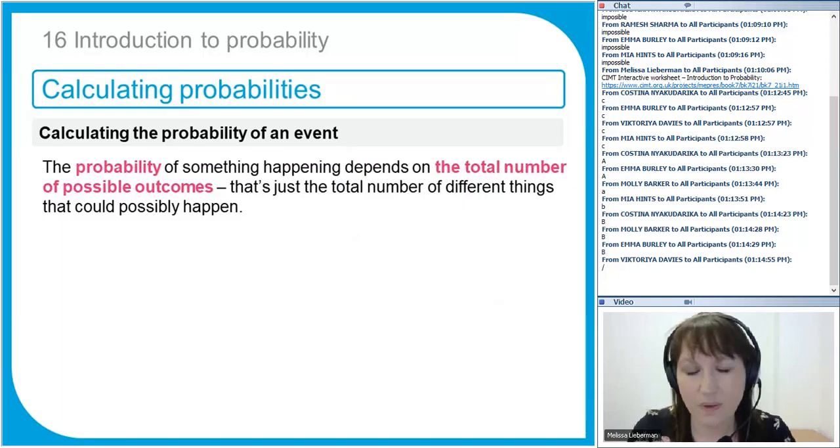So there's kind of a formula that you need to learn. It's not too difficult though, it's just like a fraction really. The probability of something happening depends on the total number of possible outcomes. If it was something like rolling a dice, the number of possible outcomes would be 1, 2, 3, 4, 5 or 6. If it was picking a card out of a pack of cards, the total number of possible outcomes, not including jokers, would be 52 because there are 13 cards in each suit. I doubt that ones with cards would come up though, some people don't use cards. So that's just an example. It's the total number of different things that could possibly happen.